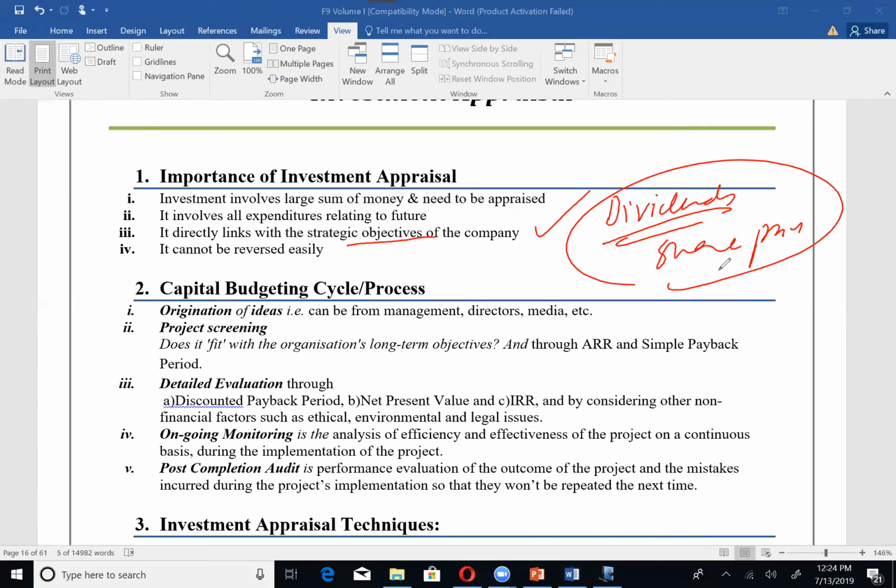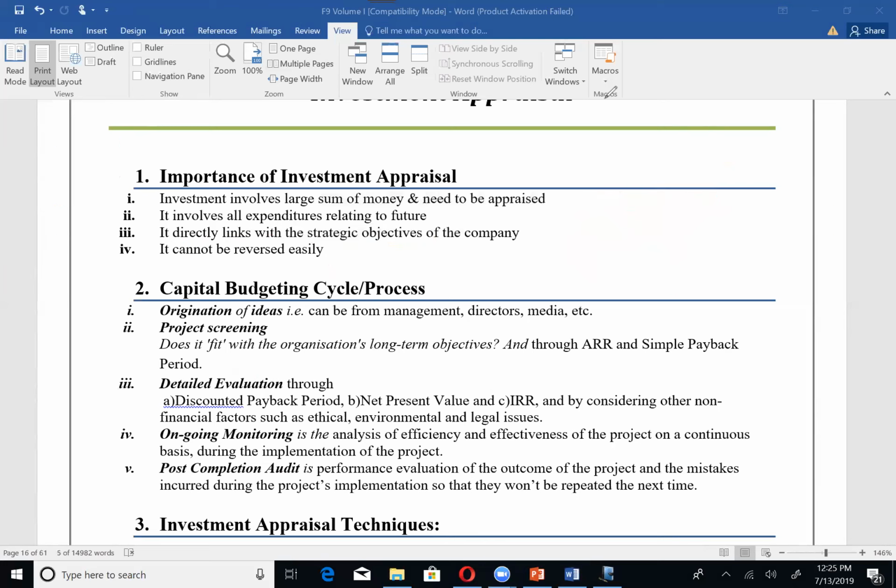Of course, if our decisions are good. And the fourth point is very important: it cannot be reversed easily. Once you purchase a building, land, or machinery, and you resell it to undo the decision, it is going to cost you too much. You may purchase machinery new from the company for 10 million, but in the market you may not be able to sell it for 10 million if you undo this decision. So that's the importance of investment appraisal. That's why it is required.